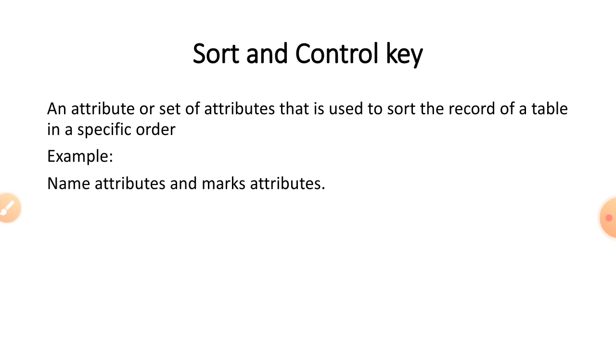Sort means arranging the data. Whenever you want to arrange your data, it's basically called sorting, okay. So sorting means you have to arrange your data in a particular sequenced form. So the records of a table are sorted based on the data of one or more fields. An attribute or set of attributes that is used to sort the records of a table in a specific order could be called a sort key. Basically, students, just take an example.